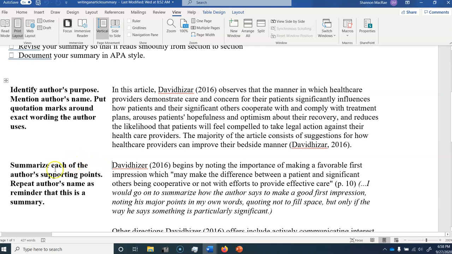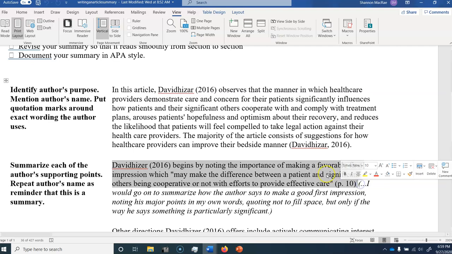In this section, each of the author's supporting points are going to be mentioned in the writing, and the author's name is going to be repeated as a reminder that this is a summary. So let's take a look at the first sentence that's been written here. David Azar, 2016, begins by noting the importance of making a favorable first impression, which, quote, may make the difference between a patient and significant others being cooperative or not with efforts to provide care, unquote, page 10. Excellent first sentence, right?